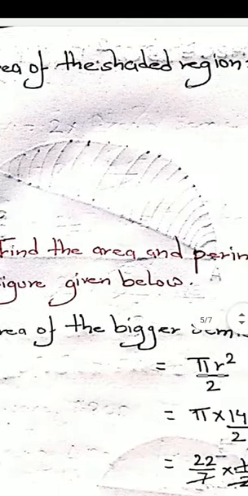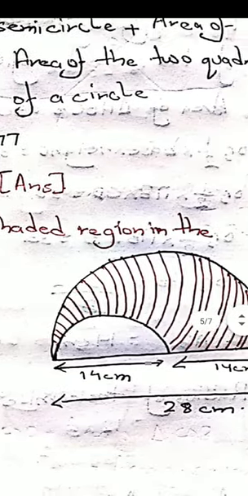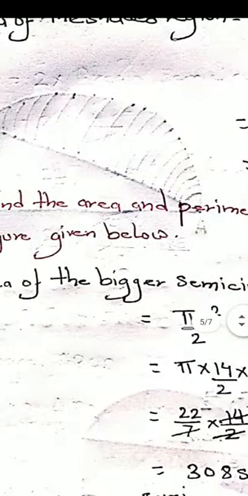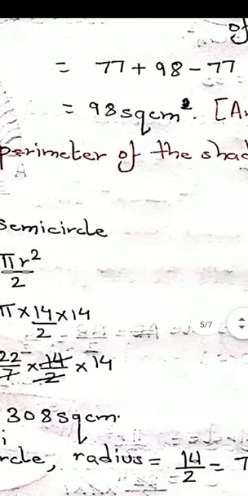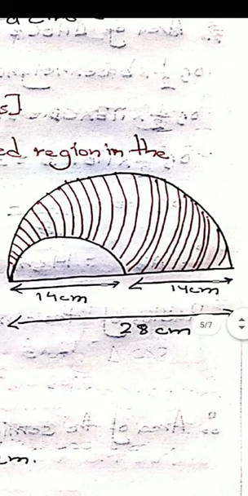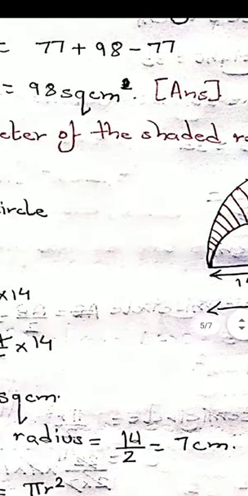Okay. So the next question that I have is, find the area and perimeter of the shaded region in the figure given below. Area of the bigger semicircle, see here. So it is given 28 centimeters the length. So diameter radius will be 14 centimeter, and the diameter of the smaller circle will be 14 centimeter. Because diameter is 14 centimeter, radius will become 7 centimeter. Yes, so let us start.